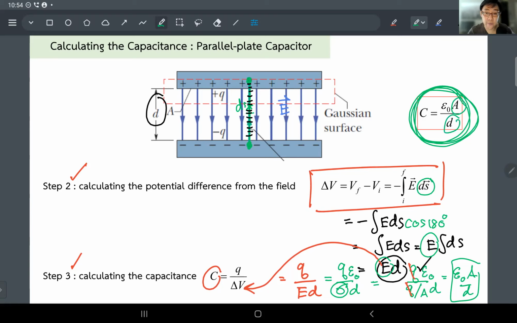We'll come back after the break and we will discuss the properties of this once we already found out the form of the capacitance. Sounds like a good plan? All right, guys. So let's take a break here.